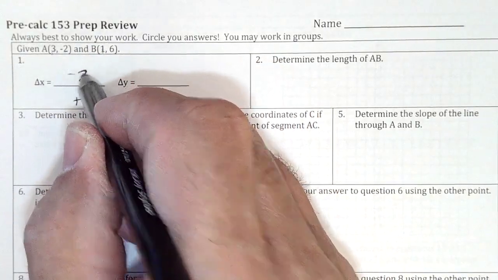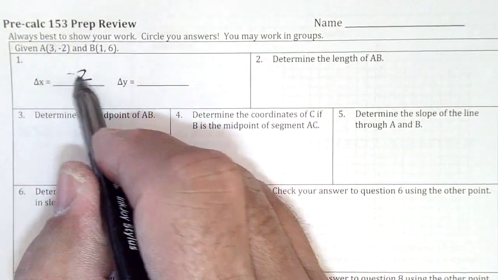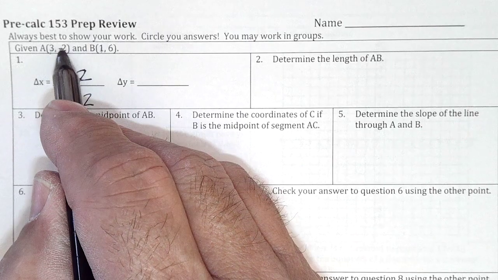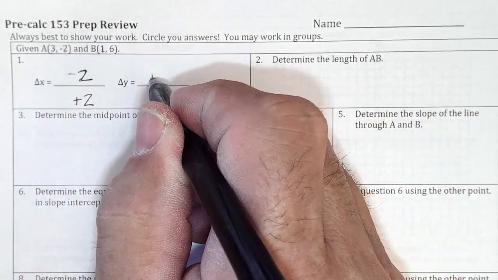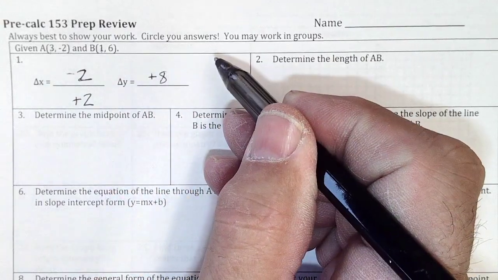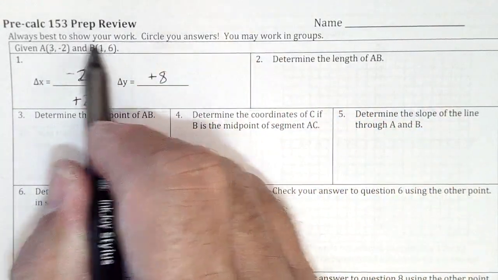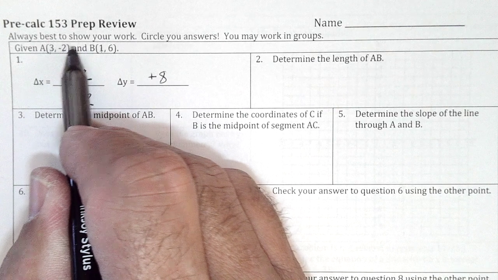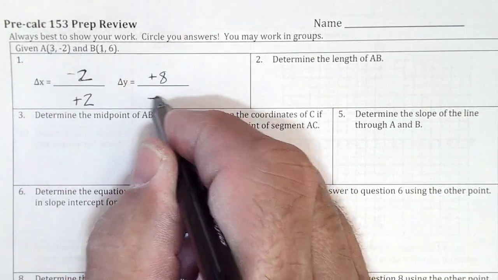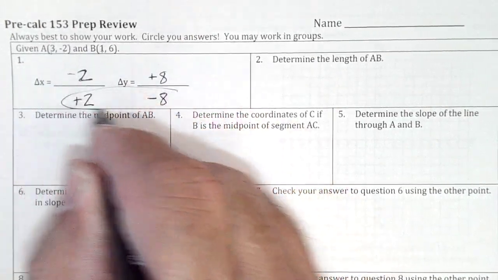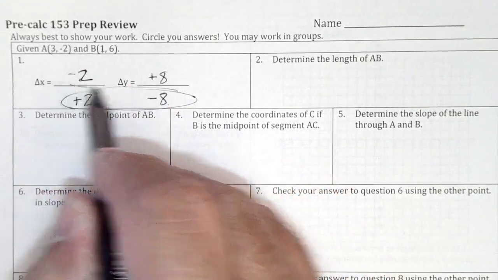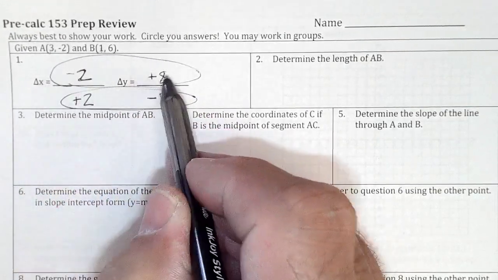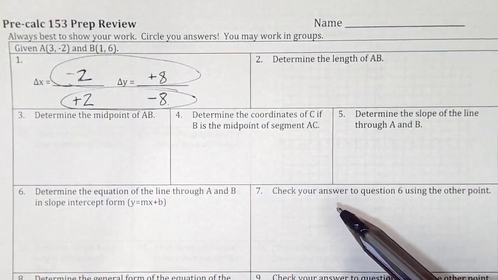So if I'm going to do it from A to B and get -2, then I have to go from -2 to 6, which is +8. If I go from B to A, I'm going from 6 to -2, which is down 8. So either you have this pair for the change in x and change in y, or this pair for the change in x and change in y. Okay.